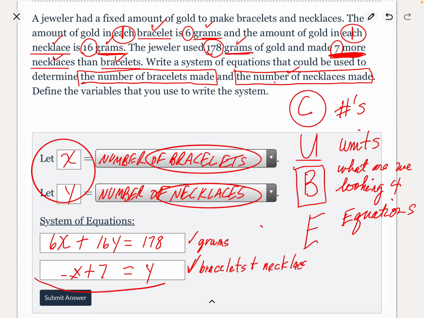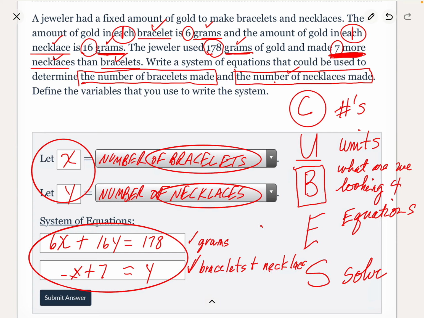Now that we've got our 2 equations, we're ready to solve. That's going to be the last step. We're going to solve this, and so I'll create a video for that. All right, but this is how you come up with the 2 equations.